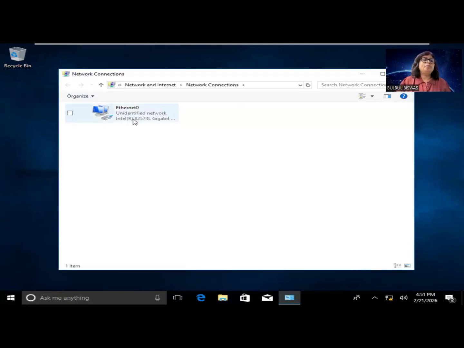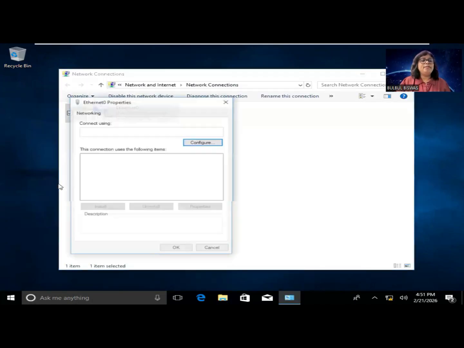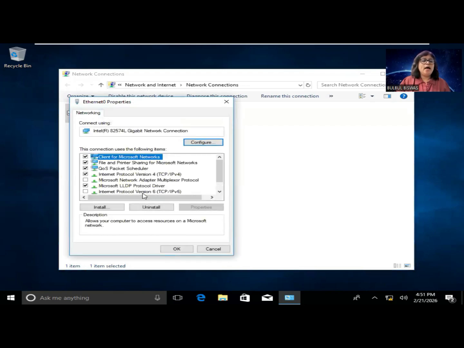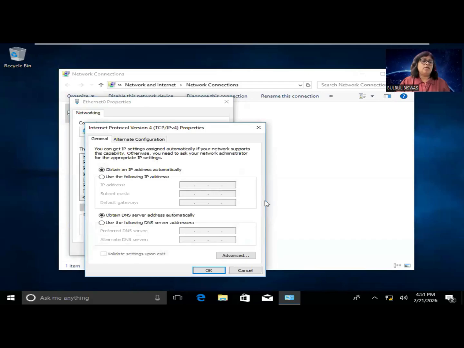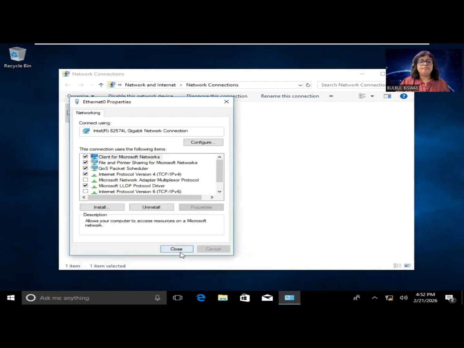You can see this is my network adapter. Go to the properties. Here you can see IPv6 and IPv4. I go to the IPv4 properties, and now see, if I click this radio button, that means I'm going to assign the static IP. And if I click this radio button, that means I'm going for the automatic IP. But right now I'm giving the computer a static IP. Suppose I'm giving 11.1.1.1. Subnet mask comes automatically.